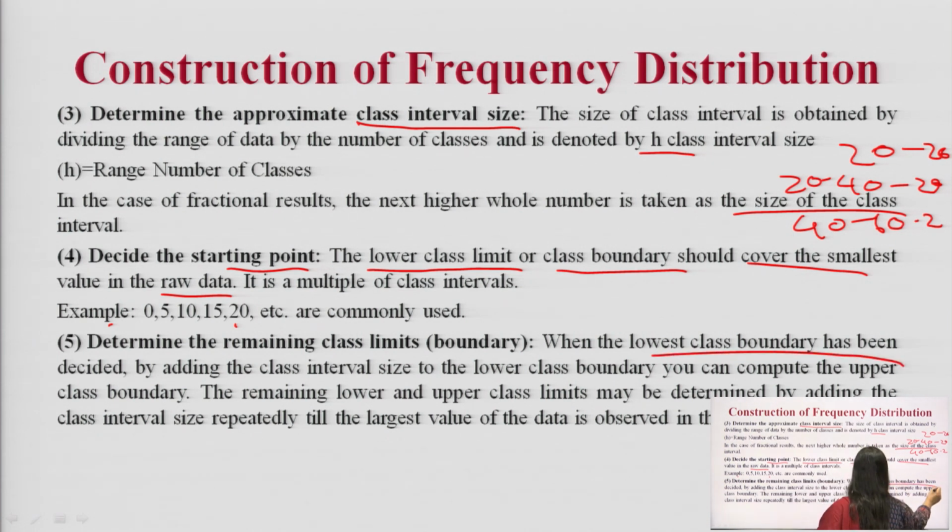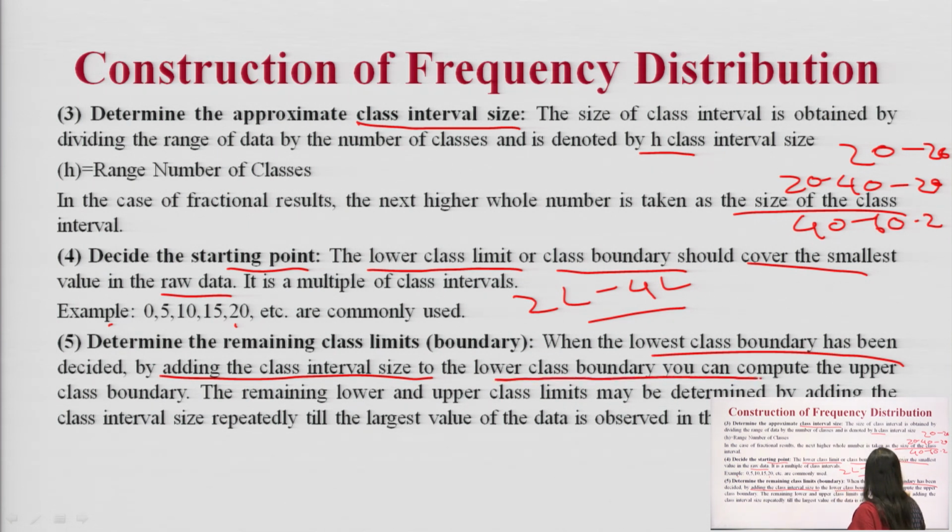After deciding the starting point, you determine the remaining class limits or boundaries. When the lowest class boundary has been decided, you add the class interval size. Suppose you are collecting data from people who have an income of minimum 2 lakh. This will be the start of your class interval, and suppose the class interval size is 2. So, 2 to 4 lakh will become our class interval, and we can add more later, up to as many as we want.